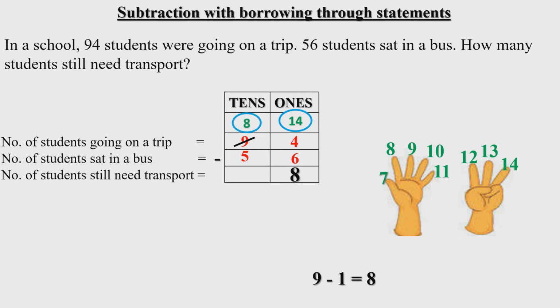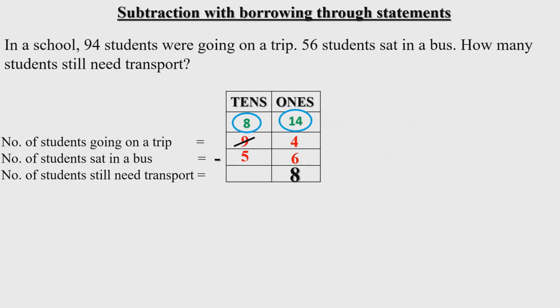Then subtract the digits of tens column. 8 minus 5. We get 8 minus 5 is equal to 3. So write down 3 in tens column. Thus 94 minus 56 is equal to 38. Now you know how to subtract 2-digit number from 2-digit numbers with borrowing through statements.